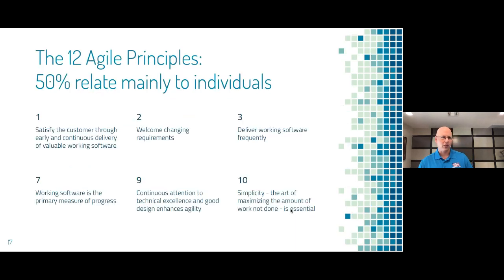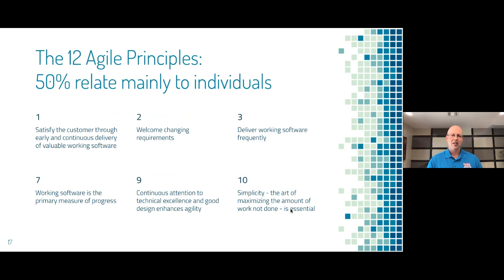So as a review of the 12 Agile principles, 50% of them actually relate just to the individual. I've listed them here, numbered based on the Agile principle number. Number 1 is to satisfy the customer through early and continuous delivery of valuable working software. Number 2, welcome changing requirements. Number 3, deliver working software frequently.